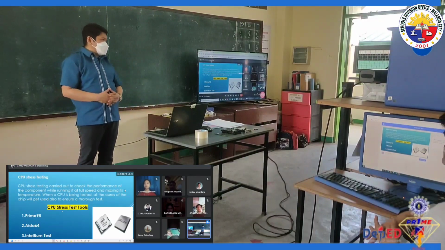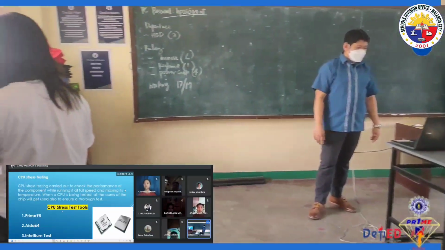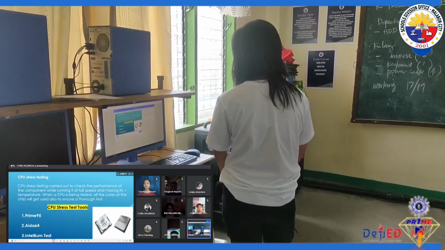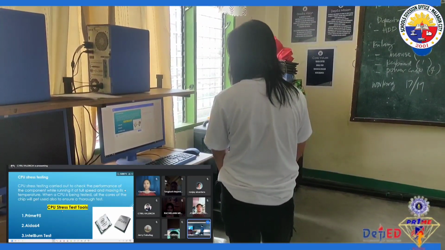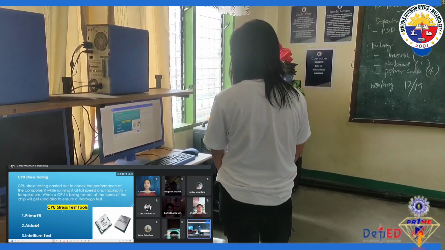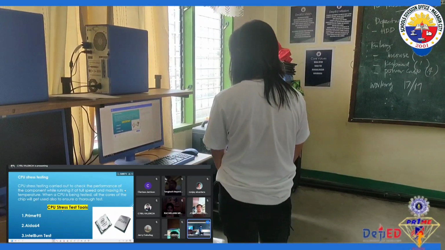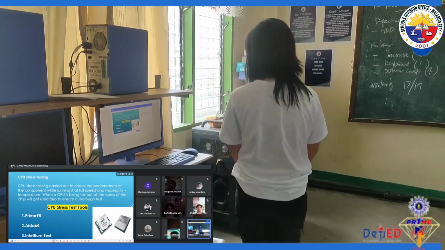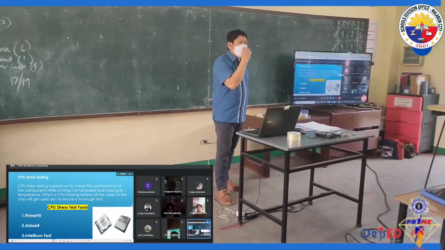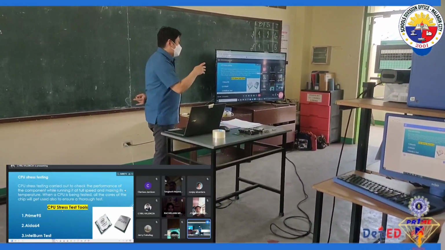So, number 1, CPU. Pakibasa ng CPU. CPU stress testing carries out a check on the performance of the components while running it at full speed and maxing its temperature. When a CPU is being tested, all the cores of the chip will get used, also to ensure a true, thorough test. Okay. Ngayon, anong specific tool ang gagamitin para ma-check ang CPU for stress testing?